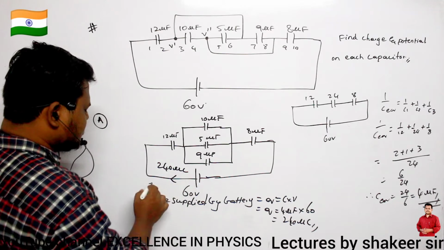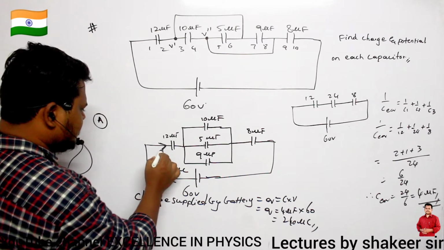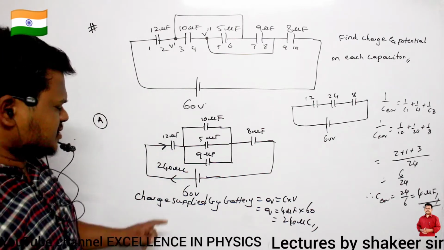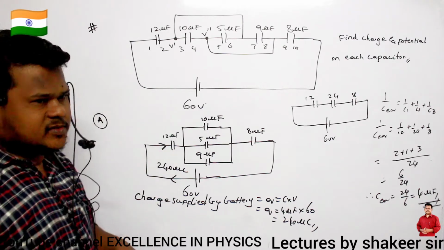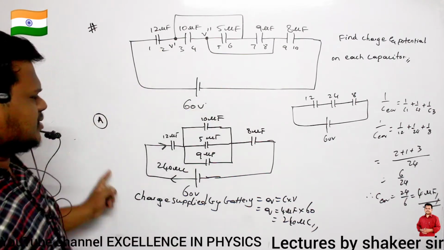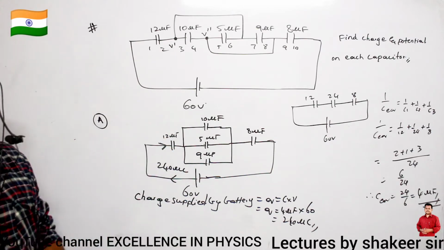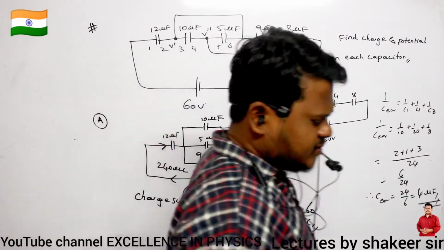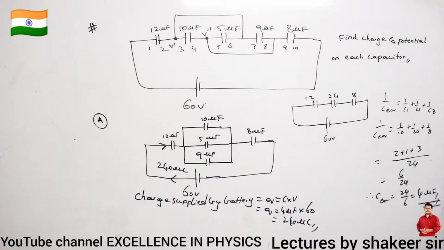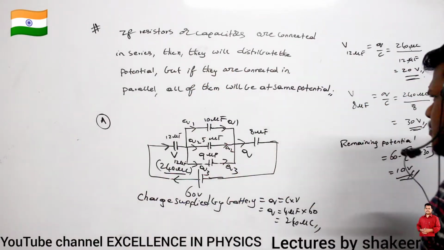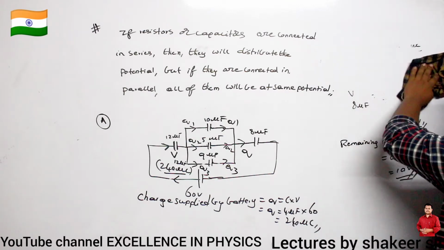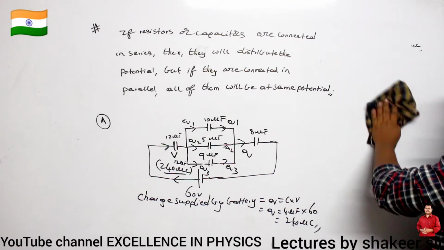Clear? Then this charge travels like this, and first of all it will see this capacitor. First of all, this 240 microcoulombs of charge will see this capacitor. Okay? First of all, make a note up to here, then we will see how we can proceed in this problem. So this is the statement which we have written now. So the remaining potential is how much? Remaining potential is 10 volts.